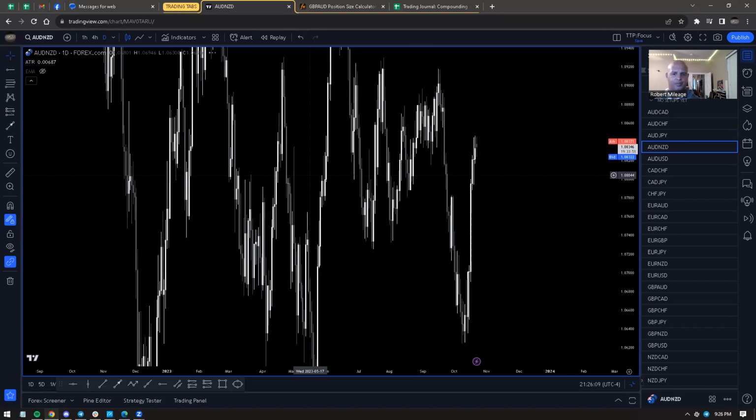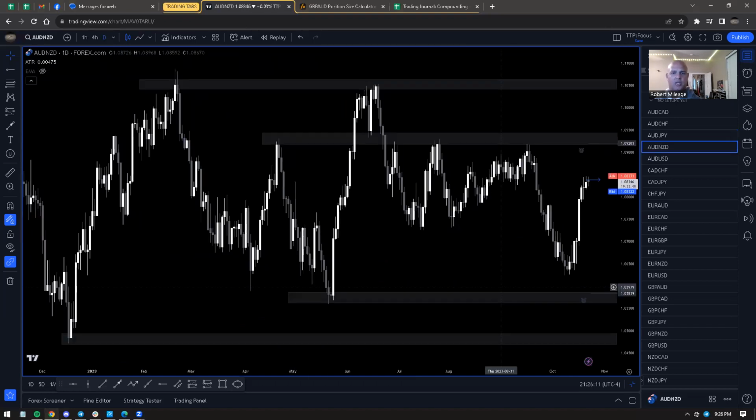AUD/NZD, looking at this one here, we've been going sideways. On the daily time frame, there's really no trend whatsoever. It's just been going sideways. So I've got to play some sort of support and resistance, just range sort of trading here. So I have a high mark there for the daily and a low mark there.